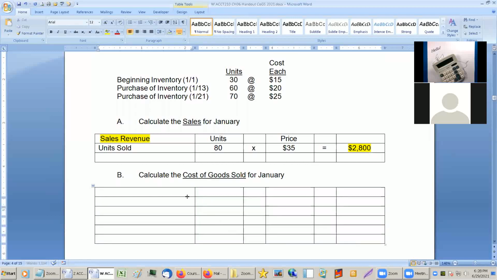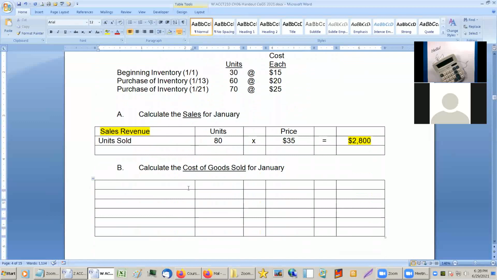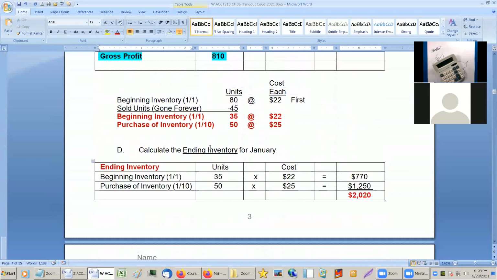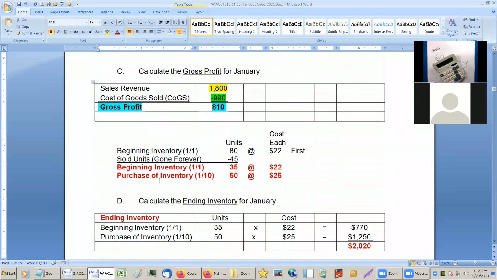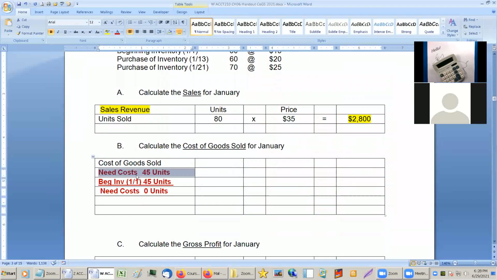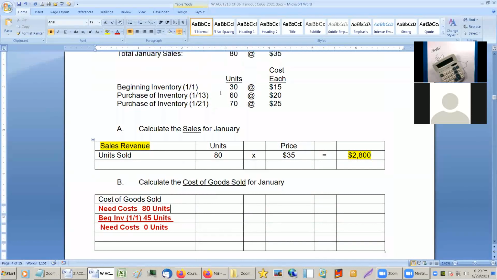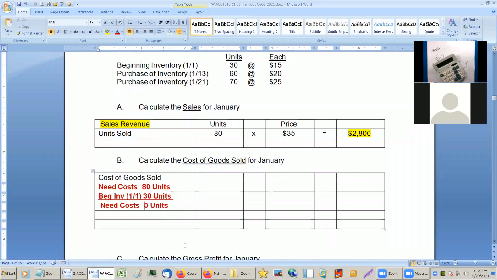Let me do something here. All right. Try to keep this consistent. Okay, we sold 80 units. And we need to find the cost for 80 units. So the first place we go is the beginning inventory. Now the beginning inventory only has 30. So we still need more units. So we need the cost for 50 more units, right?